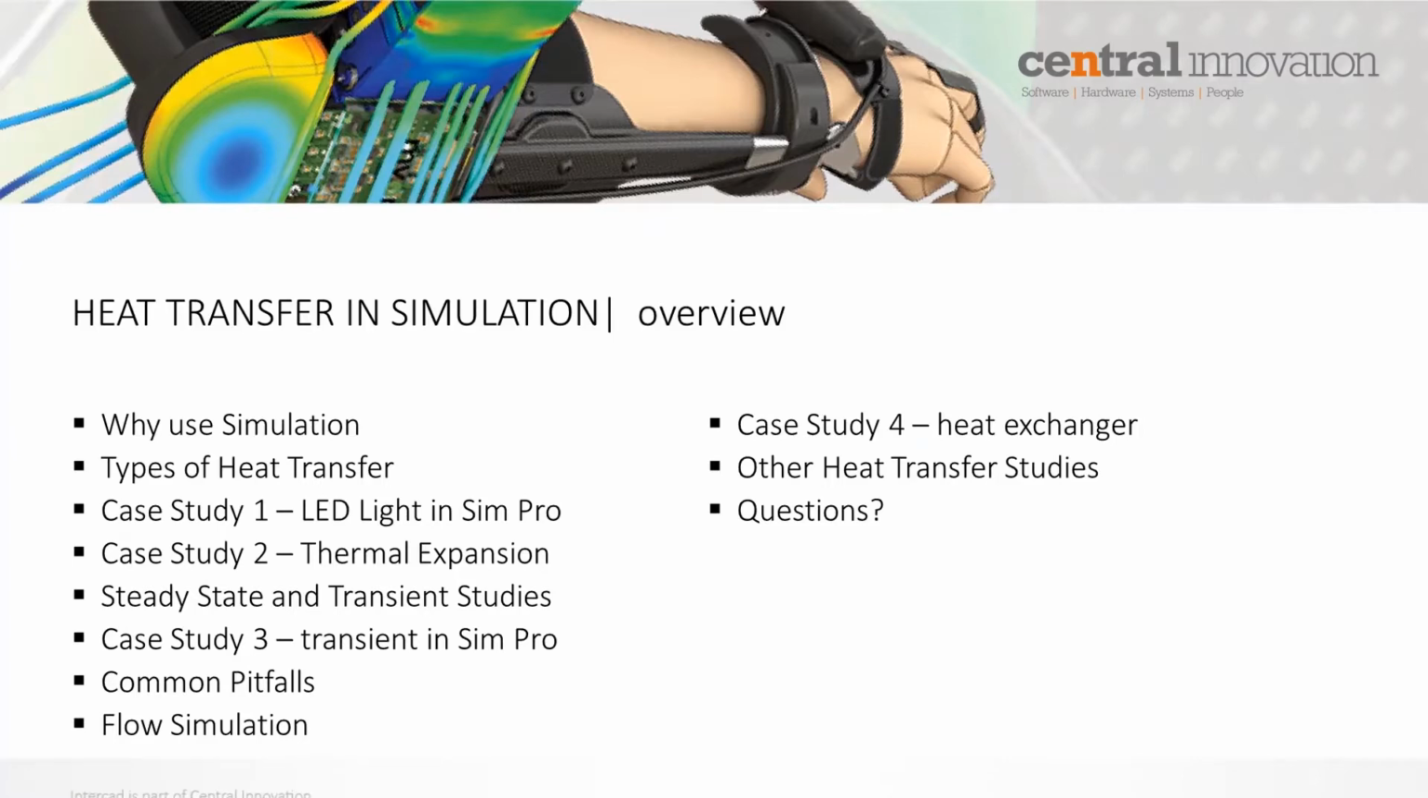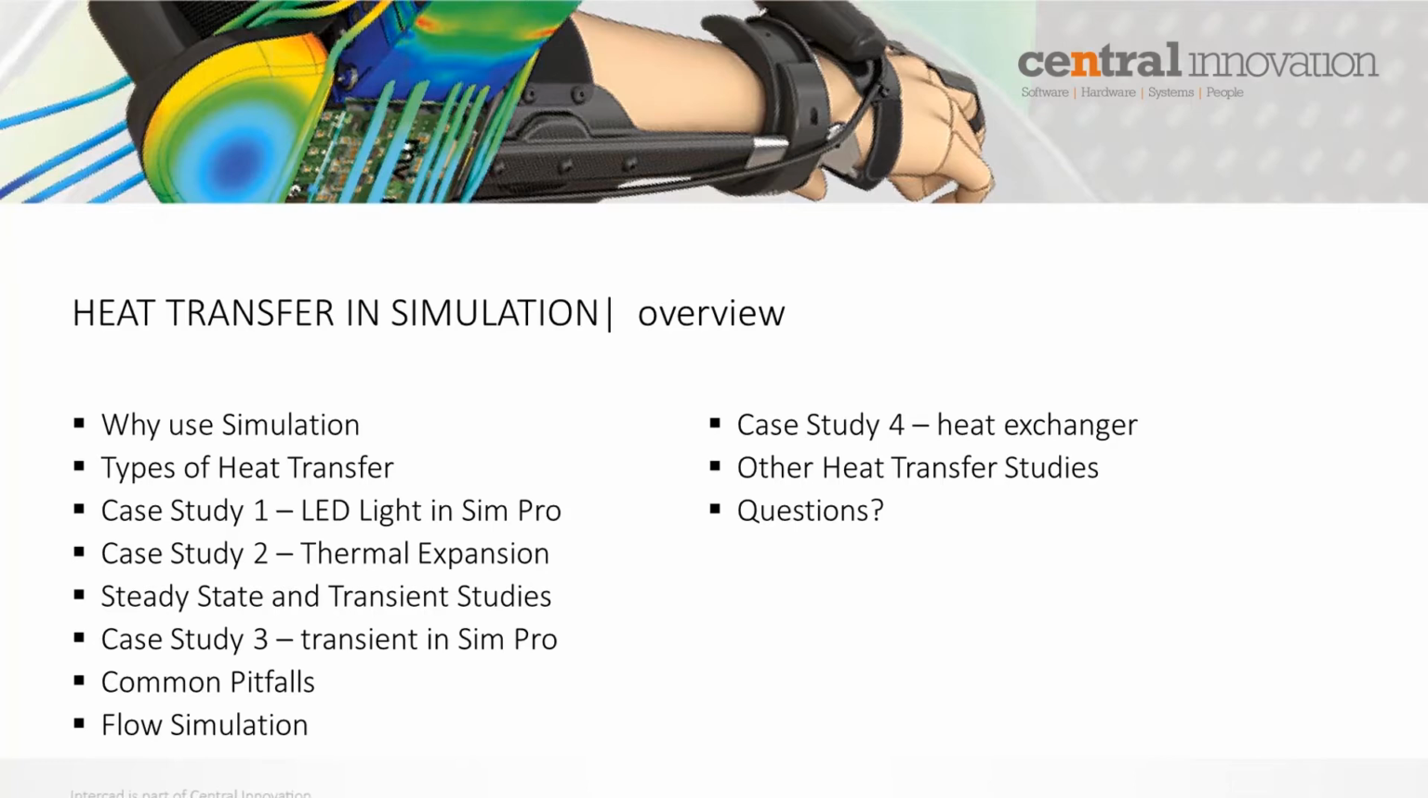So a quick overview of what we're going to cover today. Quickly, we're going to talk about why we should use simulation, an overview of some of the different types of heat transfer that we get, and then we're going to move into some case studies. So we're going to look at a LED light, and we're going to use SimPro to analyze the heat distribution through the heat sources, the LEDs, through the circuit board and the heat sink at the back.